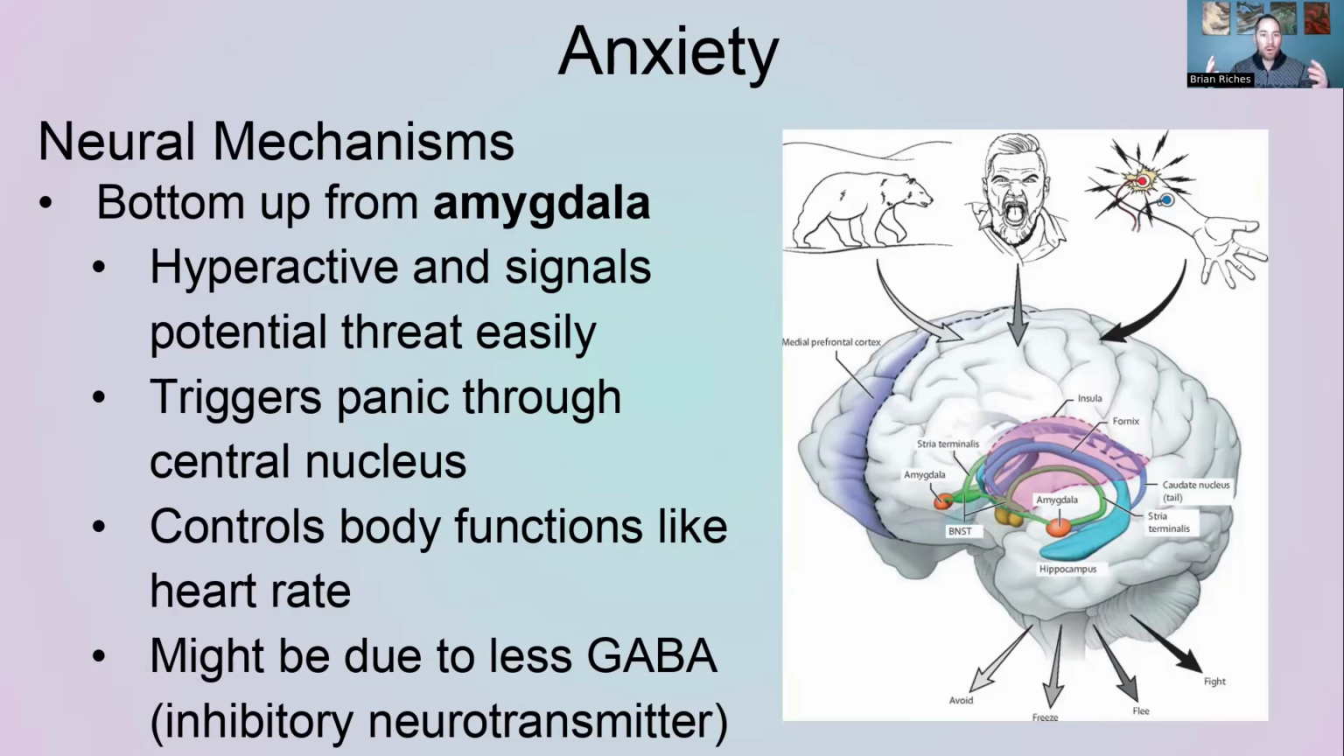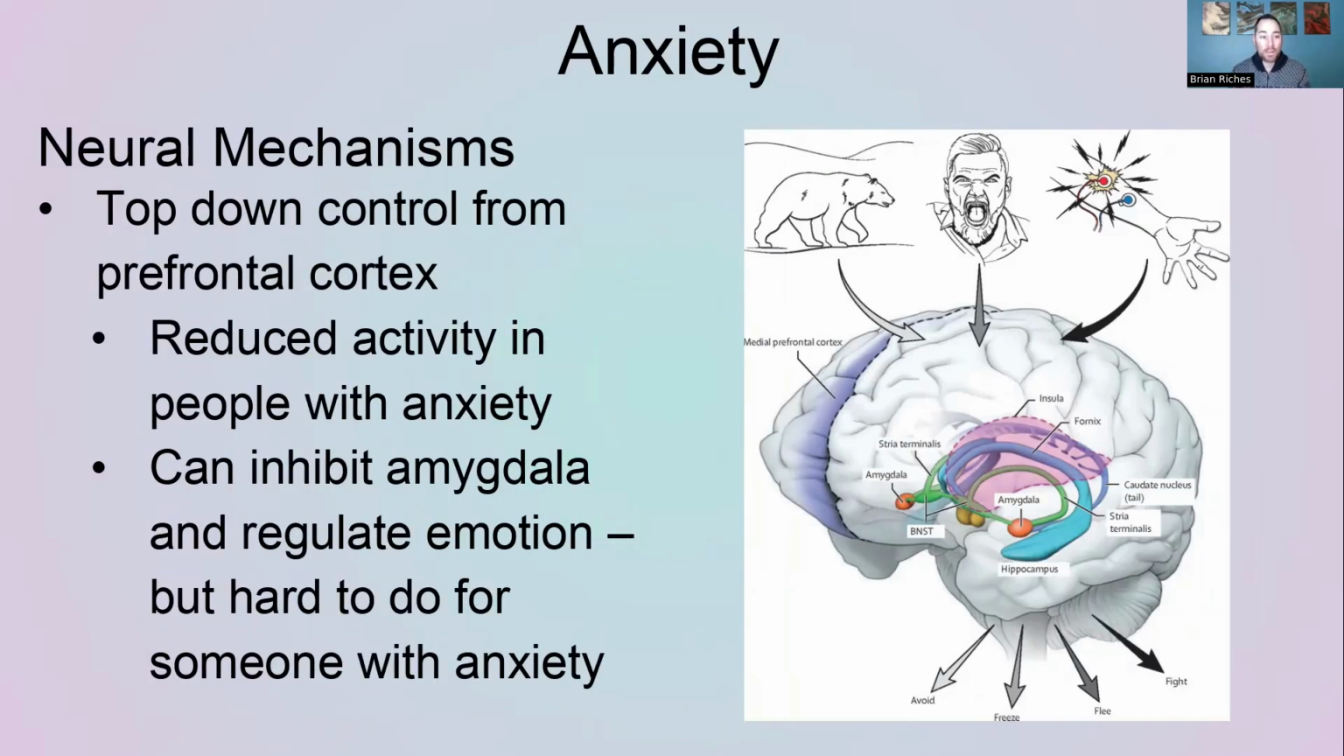But that's the bottom-up process. So we get some sort of input, or the amygdala thinks there's an input and sends a signal that there is some threat or some potential threat. So that's the bottom-up process, but there are also top-down processes as well. So the top-down control is coming from the prefrontal cortex.